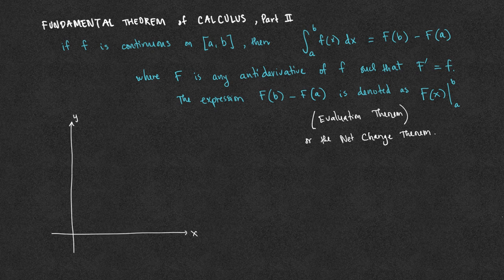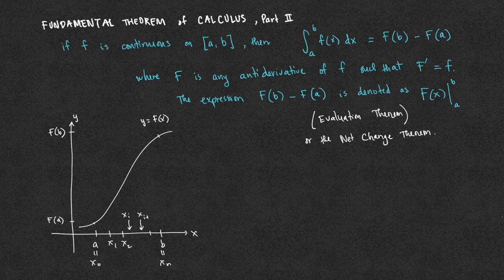To see this, assume that we have the graph of capital F(x), which is the antiderivative of the little f, from a to b. We divide the interval [a, b] into many intervals, n to be exact. Their functional values are F(a), F(b), where a is x sub 0 and b is x sub n. There are n intervals.